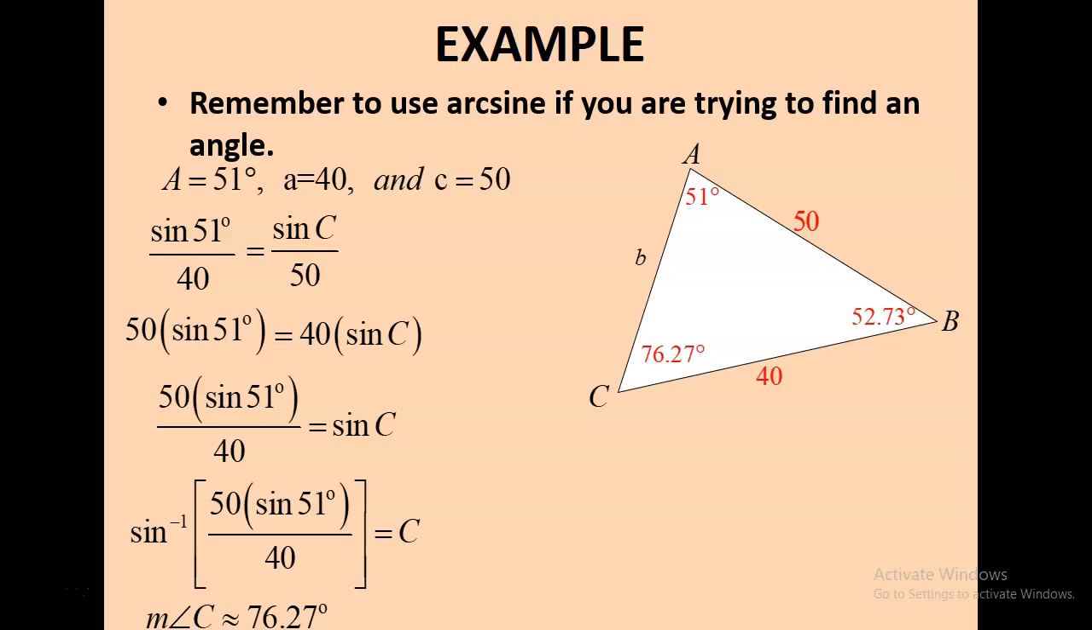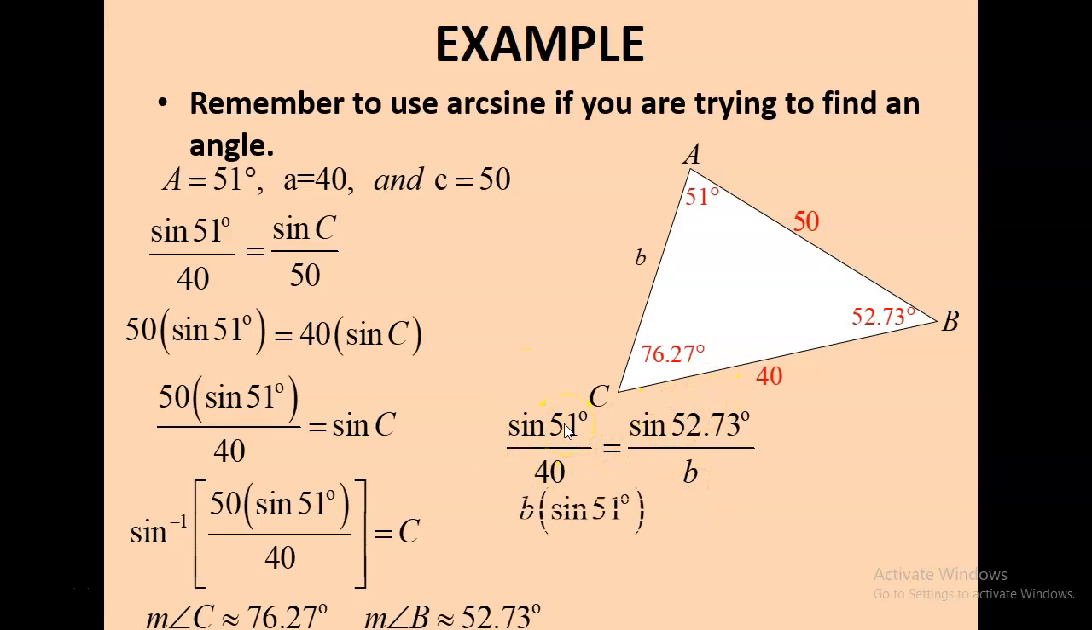And we'll use that relationship to find side B over here that we were missing. So we'll work with the one we started with, which was angle A over 40, sine of 51 over 40, and we'll say that is equal to the sine of B, or the sine of 52.73, over side B. And again, we're just going to cross multiply, and in doing so, we get that B times the sine of 51 is equal to 40 times the sine of 52.73. And from there, it's just an equation to solve.